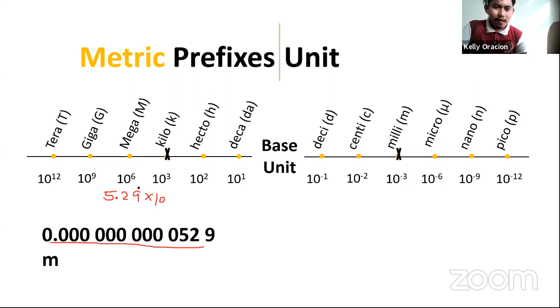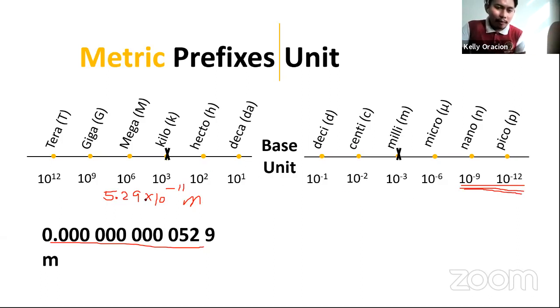Positive, negative? Very good. It's negative 11. Now, the question is, if we follow the unit meter and use another prefix, there is no negative 11. Correct? There is no negative 11 here. So, what is closest? The closest are 10 raised to negative 9 and 10 raised to negative 12. Again, the closest are 10 raised to negative 9 and 10 raised to negative 12.